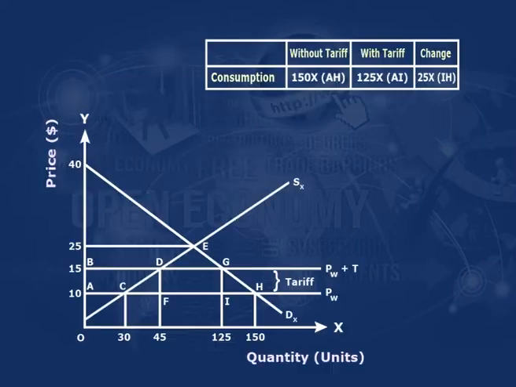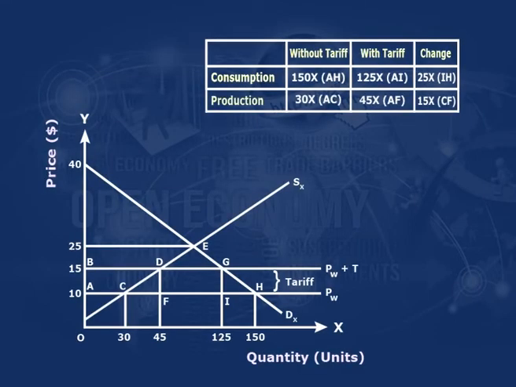Production effect. As per the production effect, an increase in the price of commodity X increases the domestic production by 15x, that is 30x to 45x. This is depicted by CF. This is the production effect.